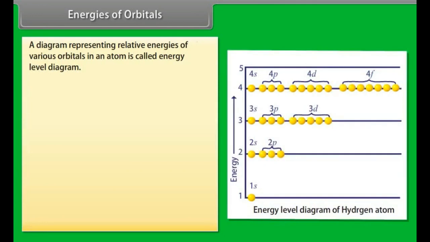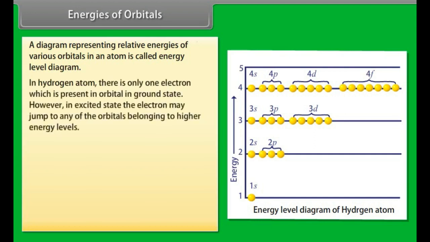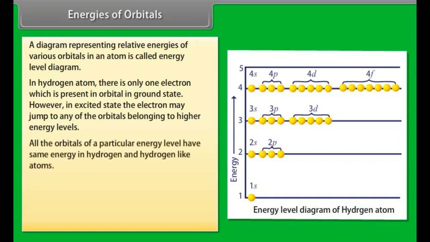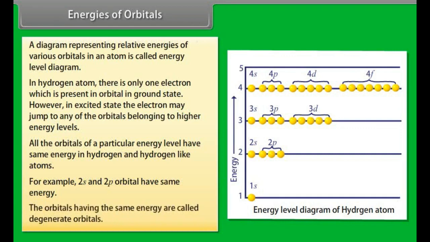Energies of orbitals. A diagram representing relative energies of various orbitals in an atom is called an energy level diagram. In a hydrogen atom, there is only one electron, which is present in the 1s orbital in the ground state. However, in the excited state, the electron may jump to any of the orbitals belonging to higher energy levels. All the orbitals of a particular energy level have the same energy in hydrogen and hydrogen-like atoms. For example, 2s and 2p orbitals have the same energy. The orbitals having the same energy are called degenerate orbitals.